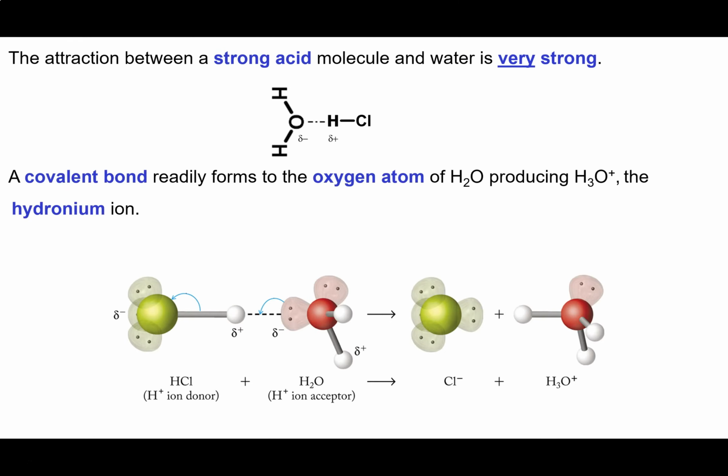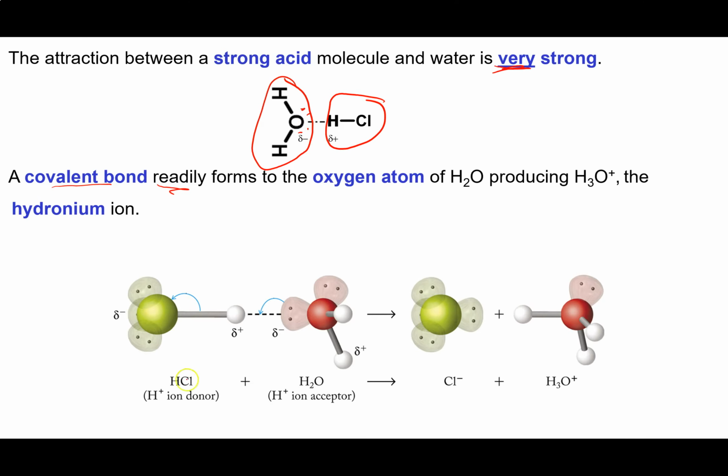Now, it's also worth recognizing that because water molecules are strongly polar, and because strong acid molecules are fairly polar, the attraction between a strong acid molecule and a water molecule will be very strong. And what happens is that a covalent bond will readily form between the oxygen on our water and the hydrogen on our acid.